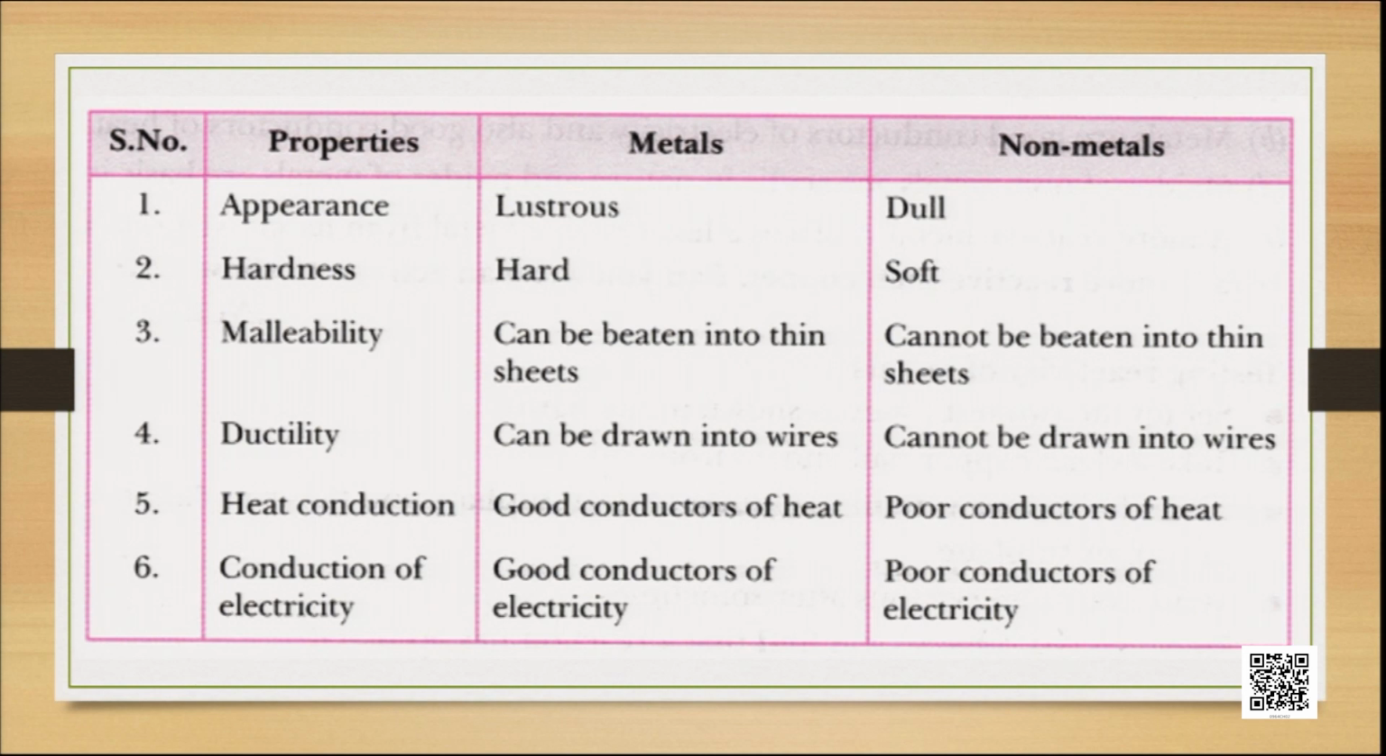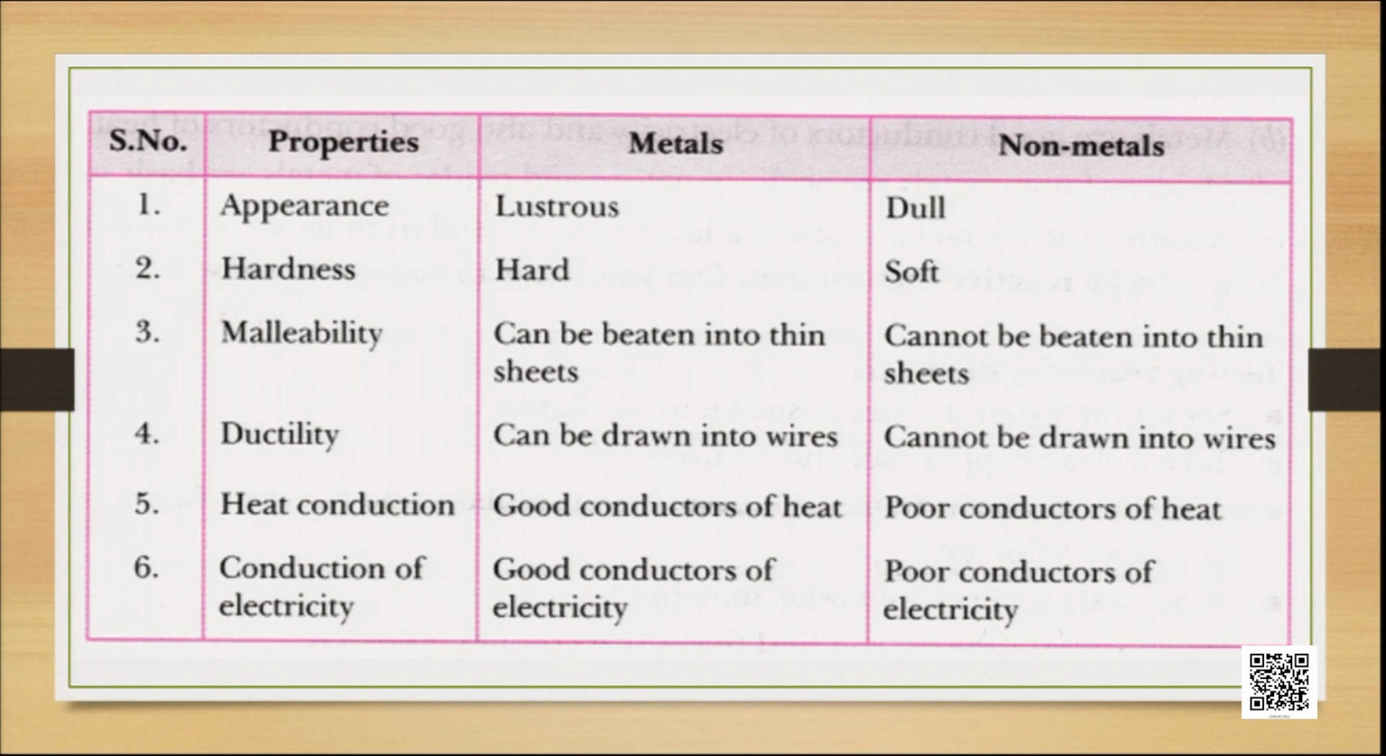Non-metals are soft, generally. Like wood, you can cut it with the help of a sharp-edged knife. But again, here also some exceptions are there. There are certain metals which are also very soft, that means you can cut them with the help of a knife. That is your lithium, sodium and potassium.